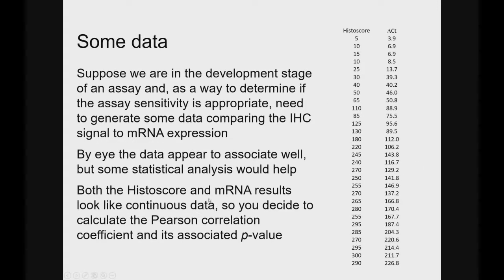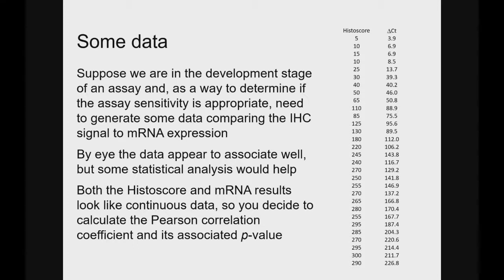Suppose we're developing an assay, and we want to make sure that we've set up our IHC correctly. Because everybody knows if you work with IHC, depending on your antibody concentration, your incubation times, and so forth, the intensity of the signal, the amount of DAB chromogen that you get can vary, and so we want to have the sensitivity of our assay set appropriately. So how do we do that?